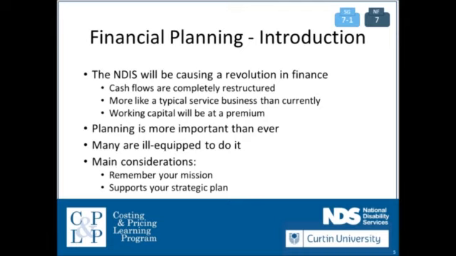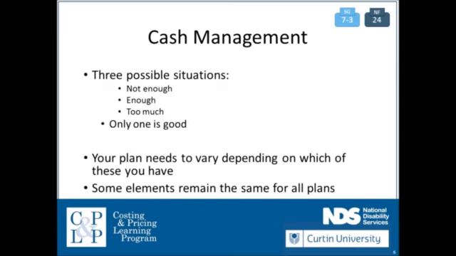The main considerations, of course, are you need to ensure you remember your mission and that your financial plan supports your strategic plan in the context of your mission. So the financial planning process doesn't become an end in itself, and indeed profitability doesn't become an end in itself, but it is all there to support your ongoing capacity as an organisation to do what your mission instructs you to do. So the first step in that financial planning process is, of course, to look at your cash management situation. And of course there are, in essence, and this is a very simple way to look at it, 3 possible situations from a cash management perspective.